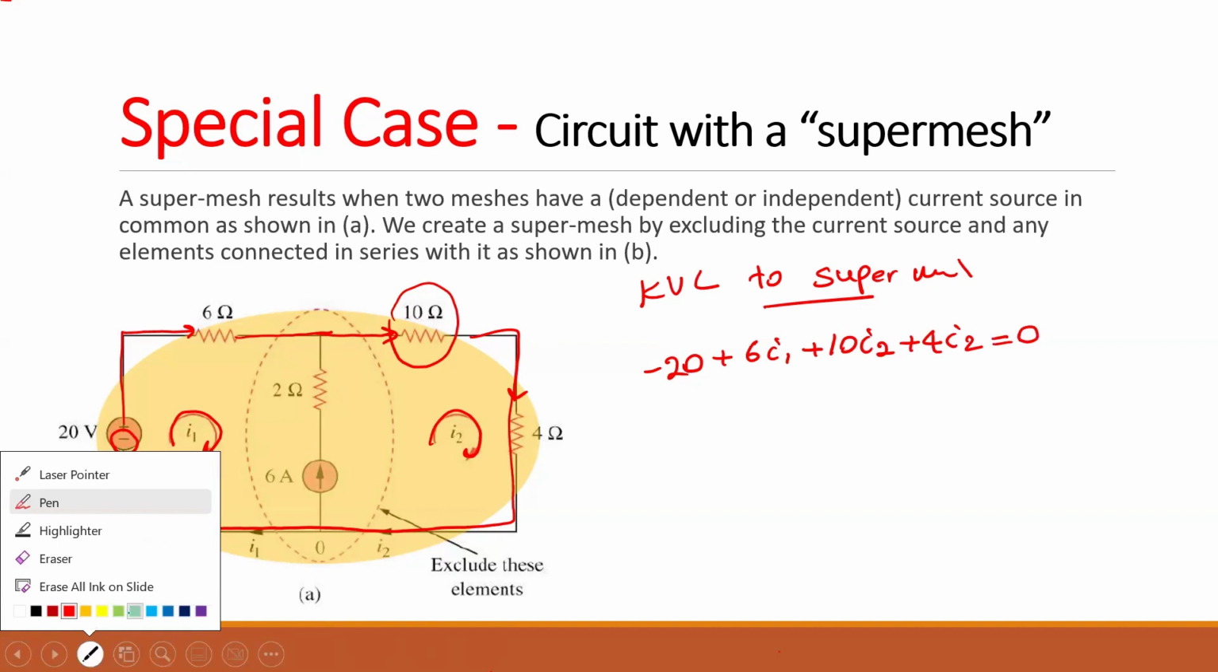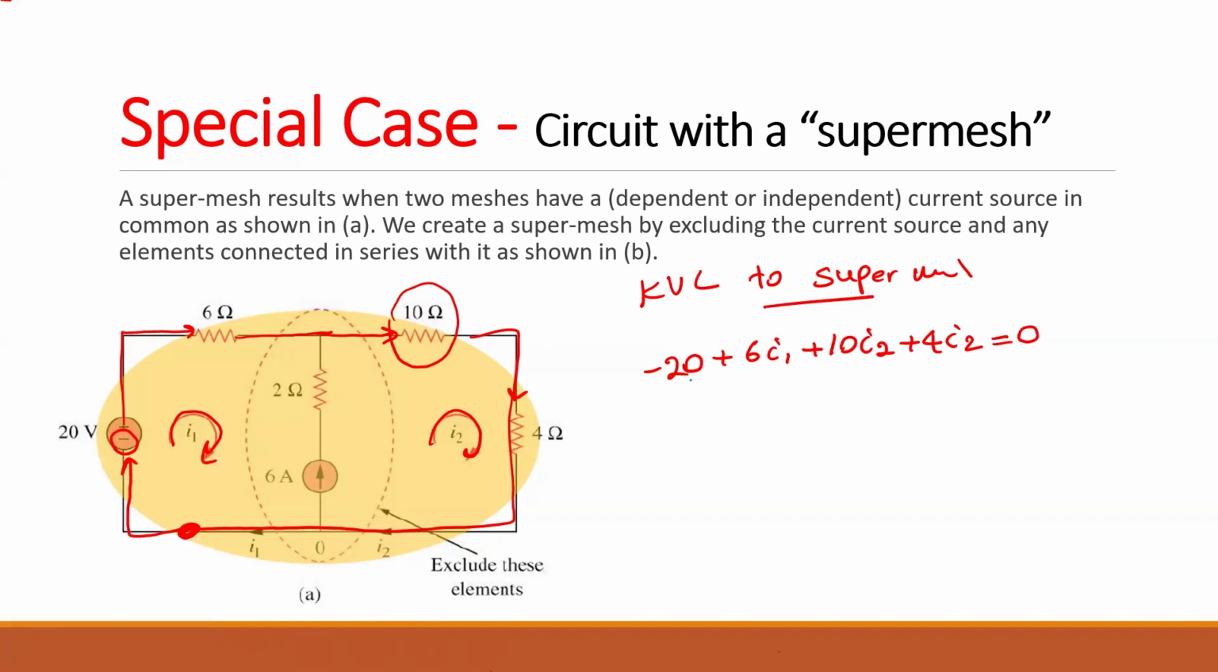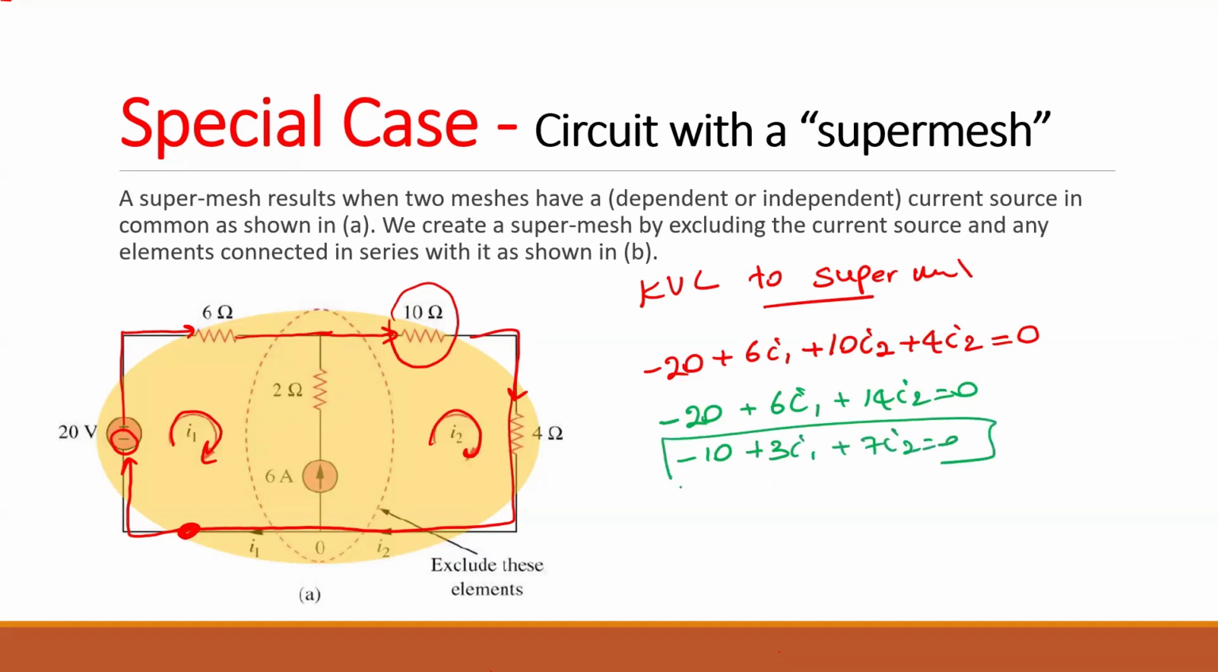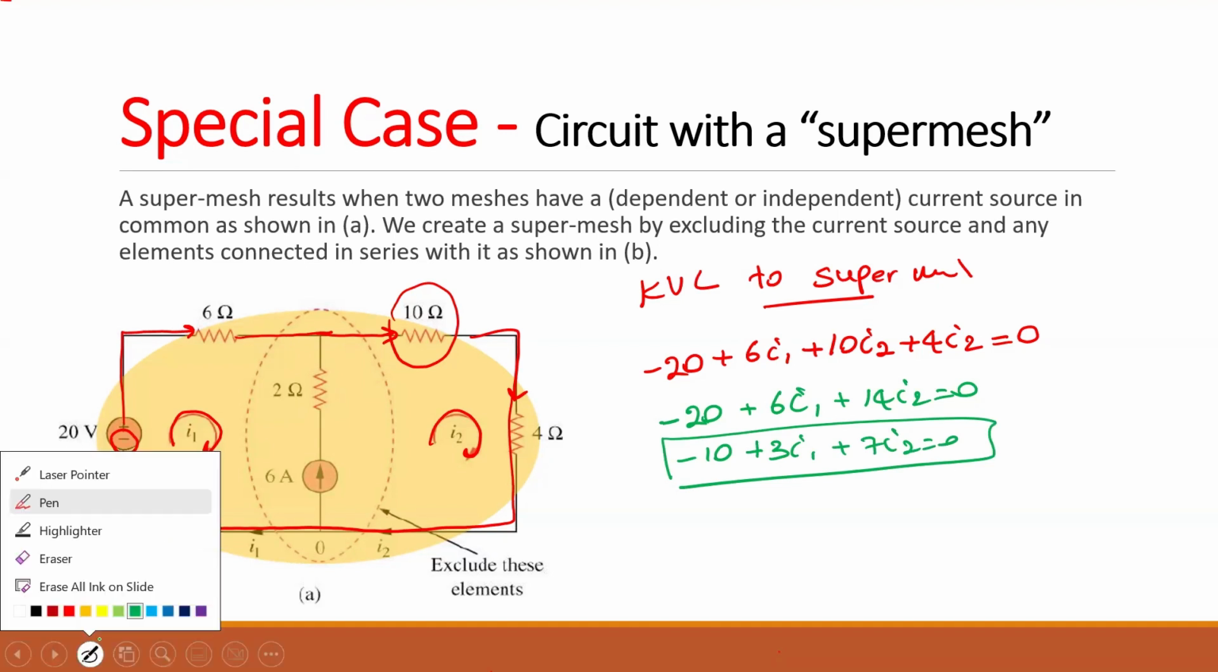Did you see what I did? Yep. No, that made sense. Okay, so we get just one equation. So I can solve this and simplify: minus 20 plus 6I1 plus 14I2 is equal to 0. You can divide by 2. You get minus 10 plus 3I1 plus 7I2 is equal to 0. So this is my simplified version. We have two unknowns, but we have just one equation. So we should be able to write another one to solve this.